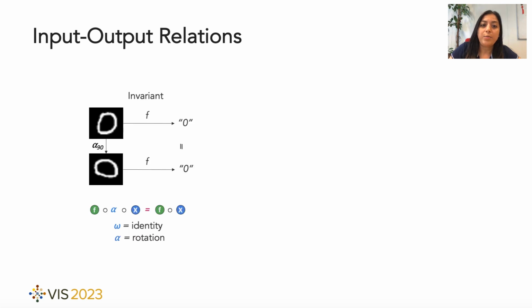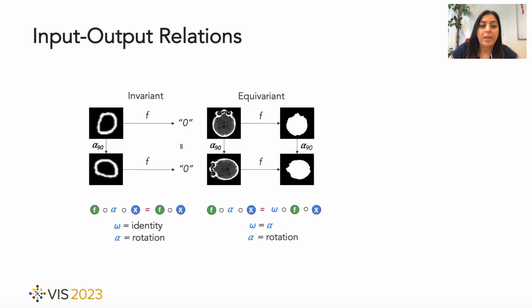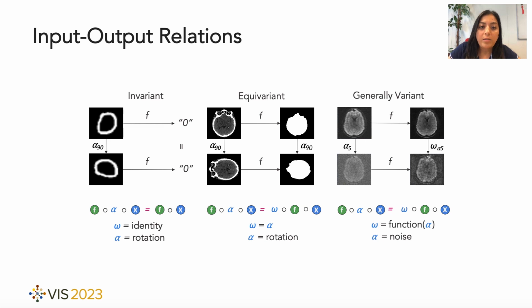We categorize input-output relations into three types. The first type is invariant relations, where the output remains constant even as the input changes. An example of this is when we apply small rotations to digit classification. The second type is equivariant relations, where the output changes in sync with the input changes, such as rotating a segmentation model's input. In contrast, models like those used for image denoising should ideally be invariant to input noise.